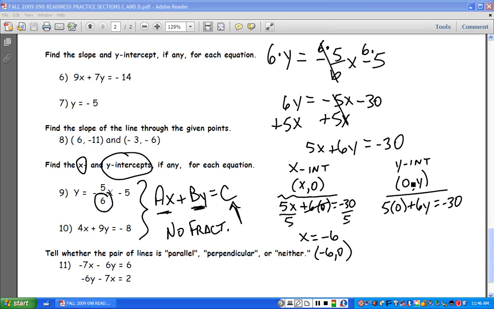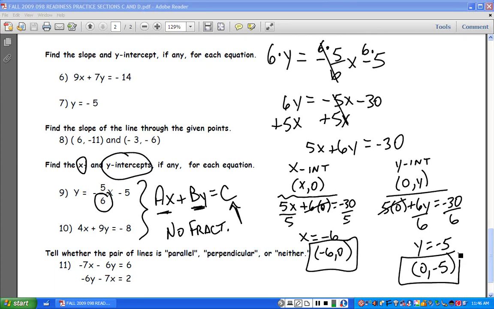So your x-intercept would be negative 6, 0. Alright, now over here for your y-intercept, you're making x 0, and 0 times anything, like we said, cancels. So you're really left with 6y equals negative 30. Divide both sides by the 6, y equals negative 5. So 0, negative 5 would be your y-intercept. So x-intercept would be this, negative 6, 0. Y-intercept would be 0, negative 5. Okay?